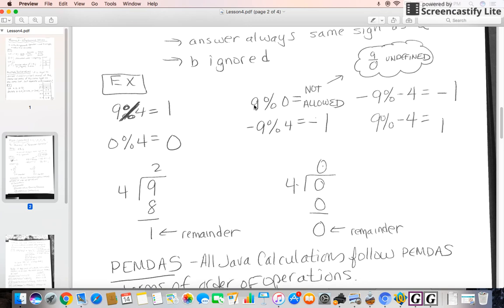If I tried something like 9 % 0, what I'm trying to do is take 9 divided by 0.